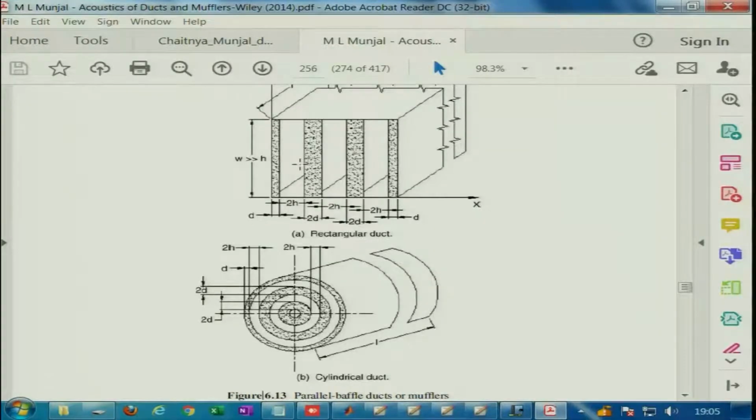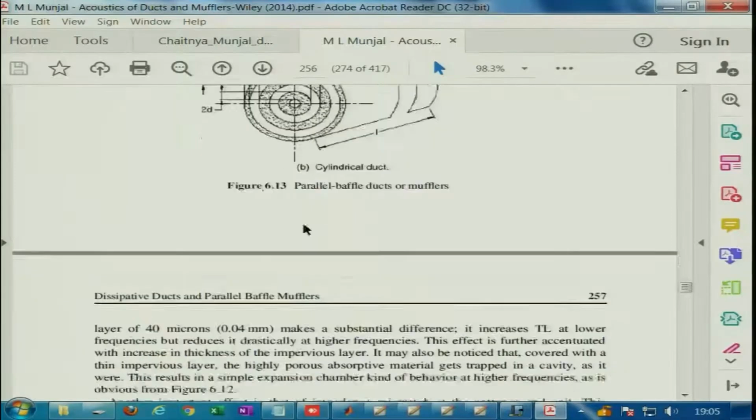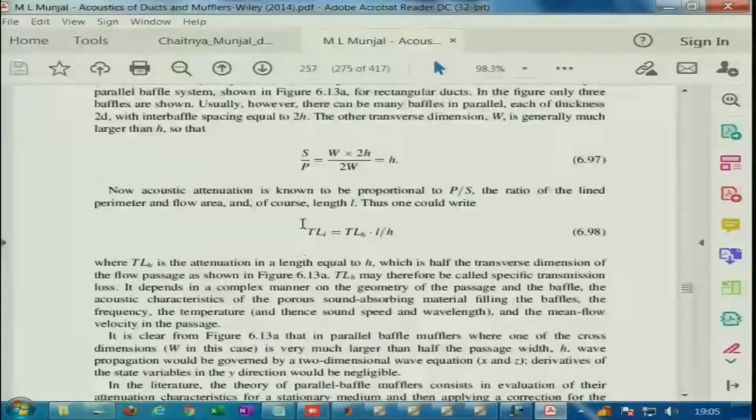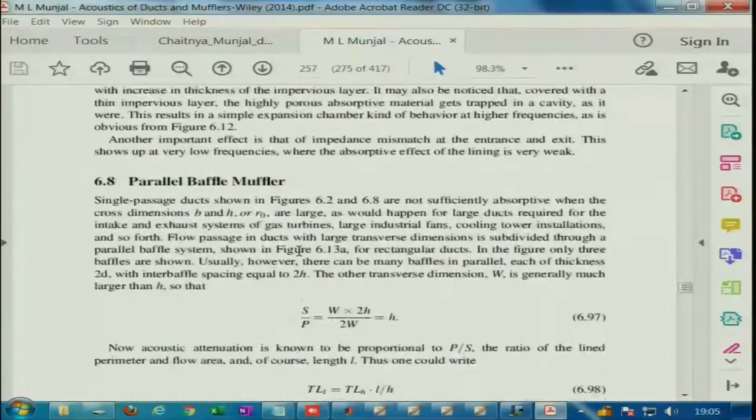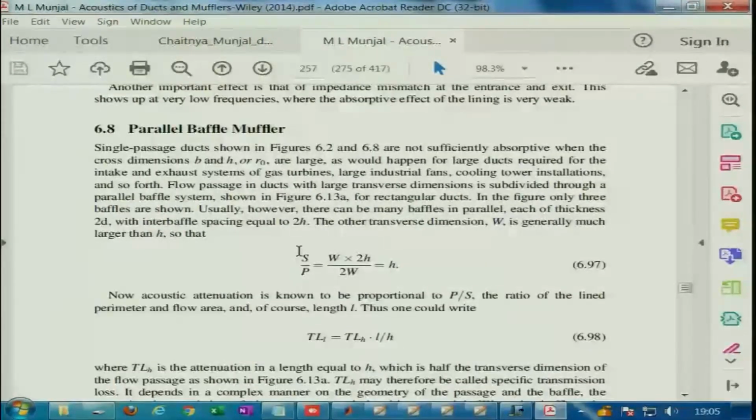W is the overall width and is much greater than the thickness and much greater than the passage length, and D is the diameter, the thickness of the baffle. Another very important parameter in such a context is the attenuation produced per unit length h, per unit length edge of the baffle. This is called the specific attenuation.